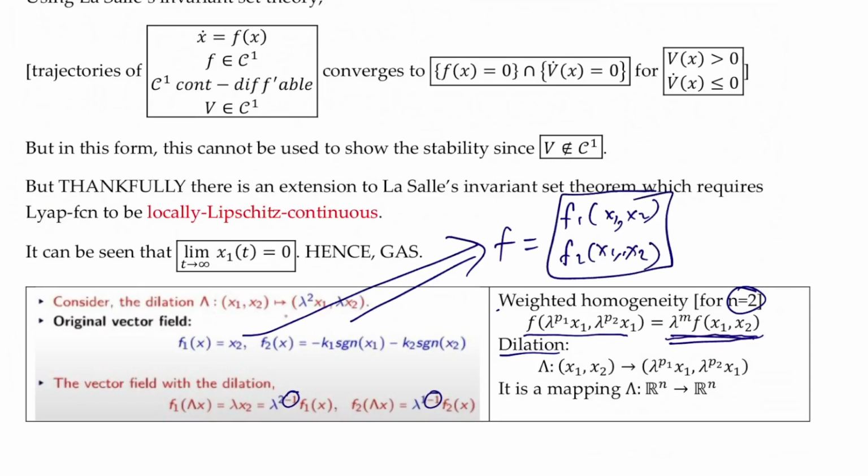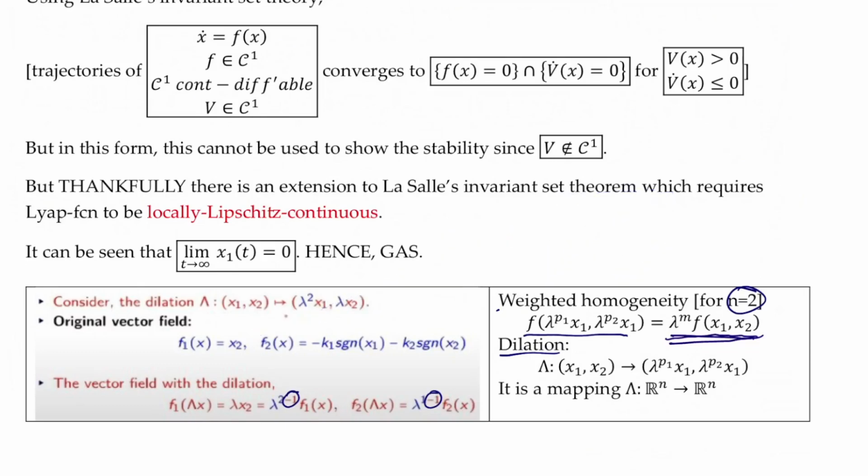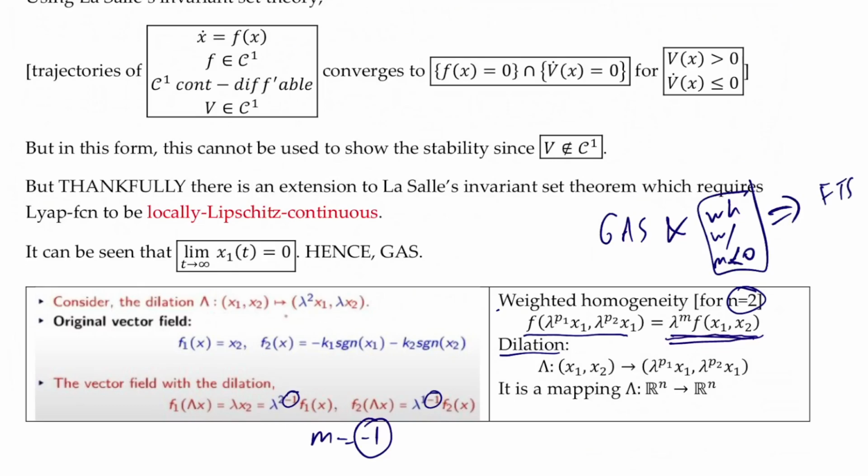All right, this is the vector field that we have, and the homogeneity degree is m equals -1. And since this is a negative number, GAS and weighted homogeneity with negative m implies FTS, finite time stability.